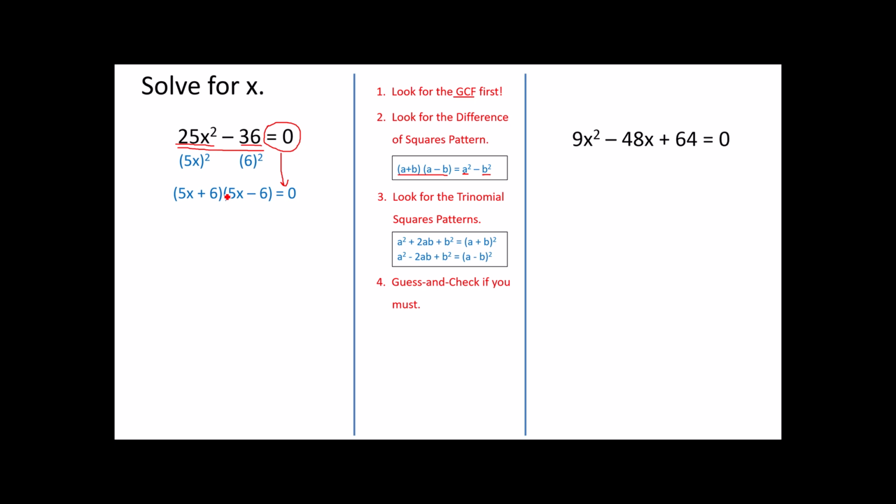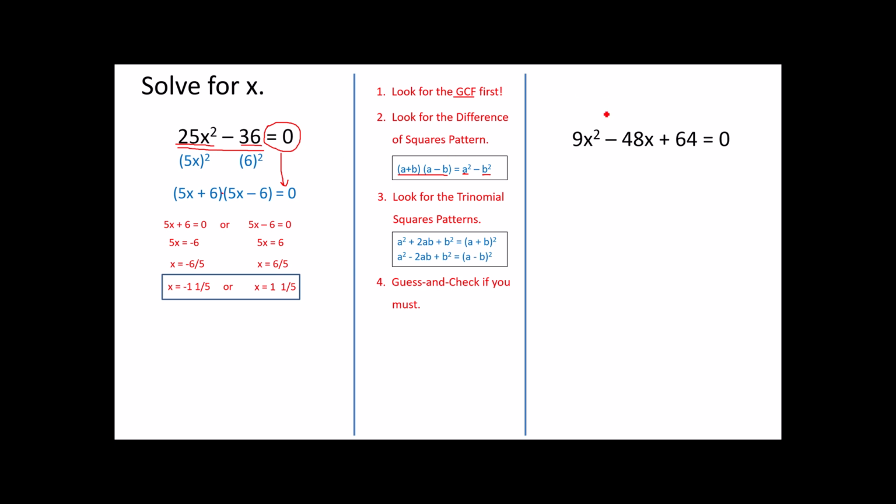Remember, the zero product property says in order for two things multiplied together to equal 0, either the first thing equals 0 or the second thing equals 0. And then we just solve those equations separately. Subtract 6 from both sides, divide both sides by 5, write it as a mixed number. Add 6 to both sides, divide both sides by 5, write it as a mixed number. And don't forget to circle or box your answer so that I know where your answer is.